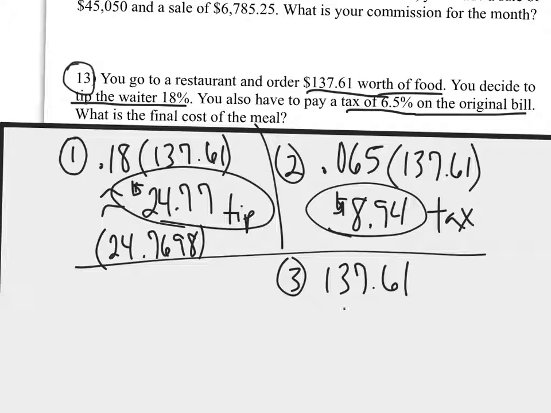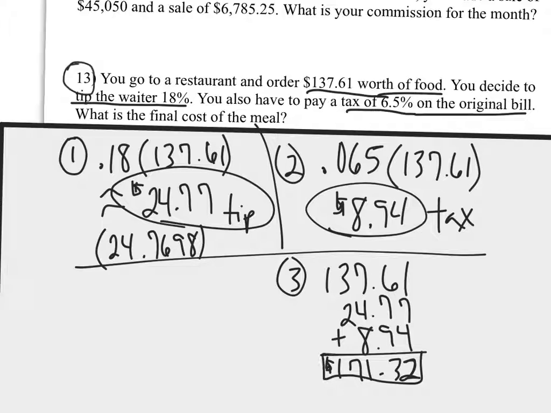And then we can add these together. And that ends up being $171.32. Okay, so that one's kind of a combination of tip and tax. So this gives you an idea of how to work with tips, taxes, and commissions.